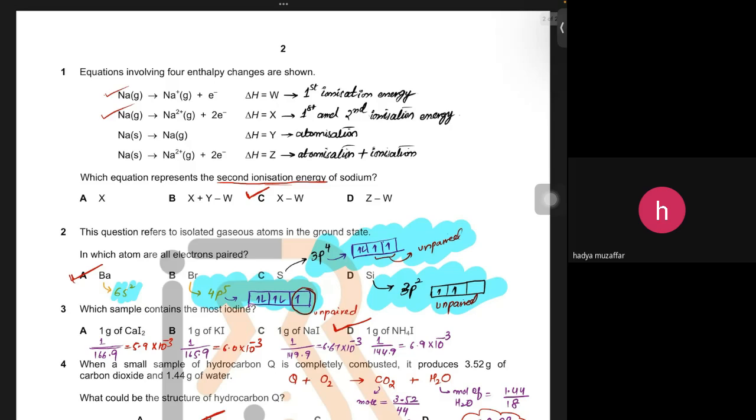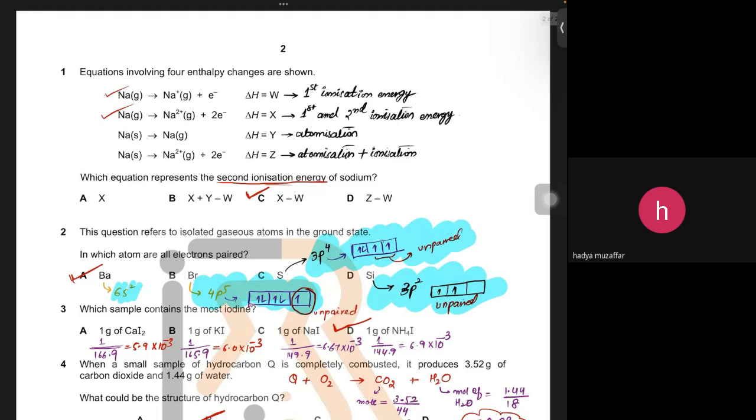Why? Because if you can see, this is atomization, because solid is going to convert into the gaseous state. And if you can check Z, it's atomization plus ionization. We only need ionization. That's why I'm going to look at W and X only. Okay. Then question number 2.